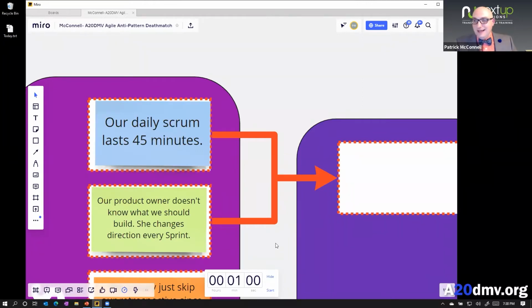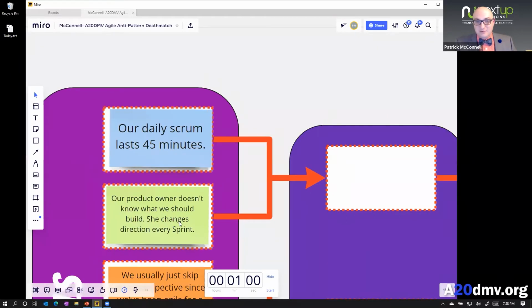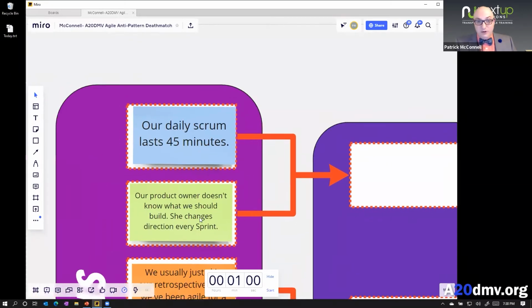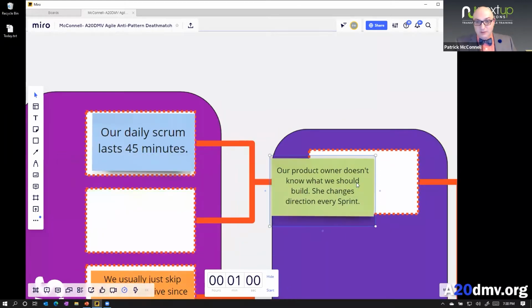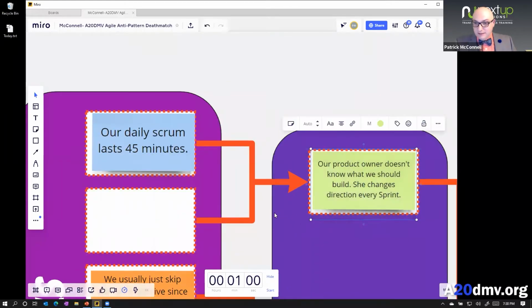Okay, looks like I've got 10 votes for our daily scrum lasts 45 minutes. That's pretty bad, but I've got a lot more no votes. That means this bottom one wins. Our product owner doesn't know what we should build. She changes direction every sprint. All right, cool. All right, everybody lower your hands. We'll do this again.